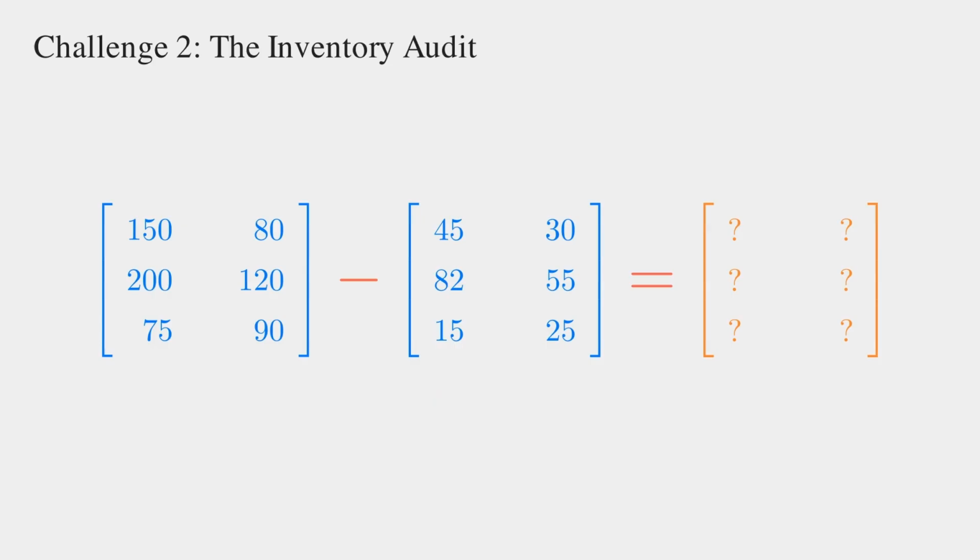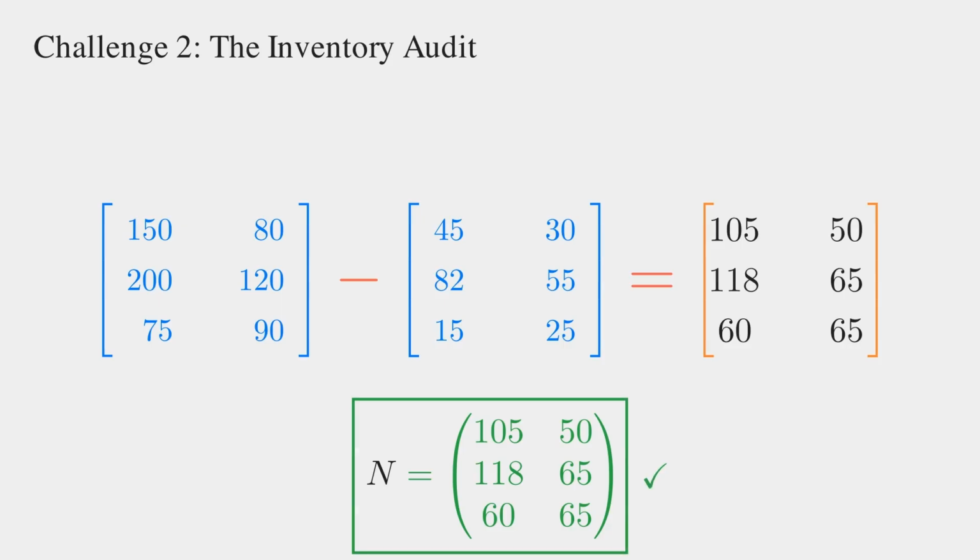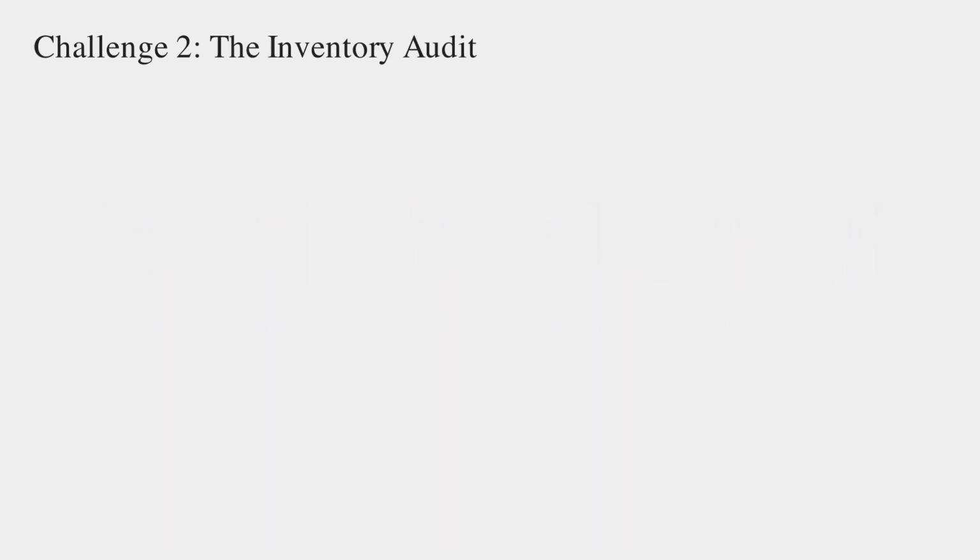The process is identical. We subtract corresponding elements. For the first element, we take 150 from S and subtract 45 from E, which gives us 105. Next, 80 minus 30 equals 50. In the second row, 200 minus 82 is 118, and 120 minus 55 is 65. Finally, 75 minus 15 is 60, and 90 minus 25 is 65. There's our net sales matrix.